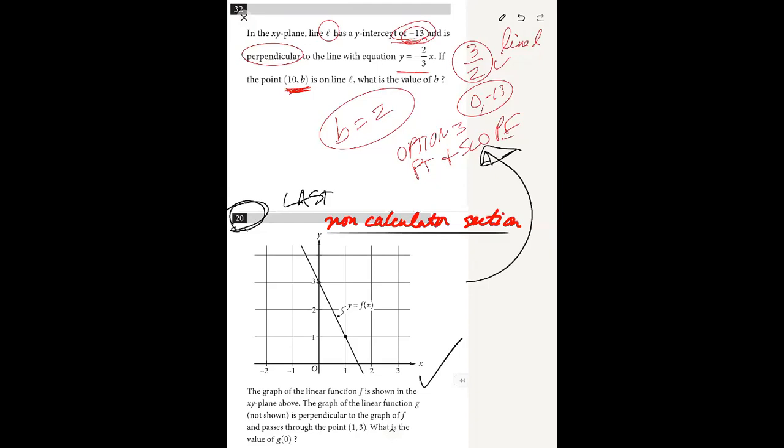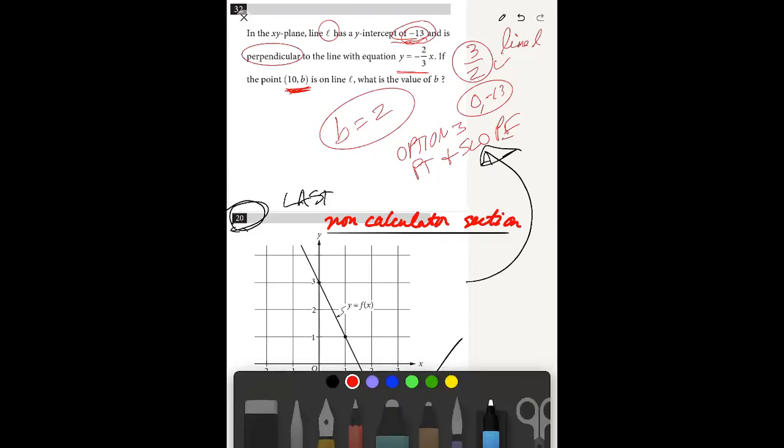All right, so let's read it and let's do it. It says the graph of a linear function f is shown in the xy-plane above. The graph of the linear function g, which is not shown, is perpendicular to the graph of f and passes through the point (1, 3). What is the value of g(0)? So I'm going to make this red, and I'm going to make this a little thicker.